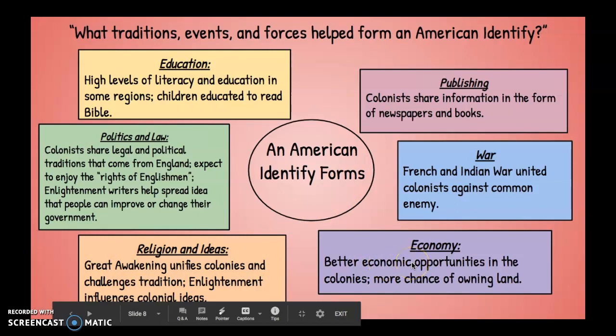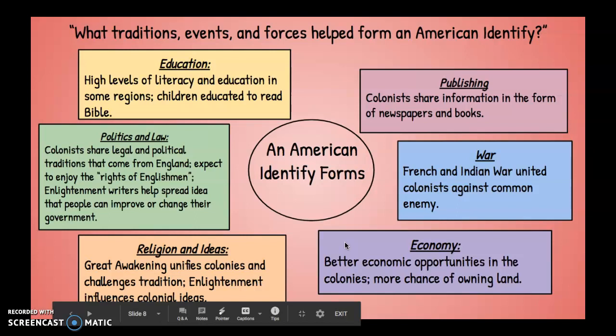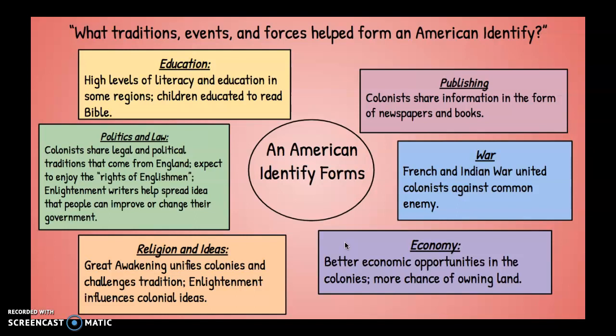Next, when we move to economy, it's kind of the purplish color. It says better economic opportunities in the colonies, more chance of owning land. We wanted to be independent. We wanted to have our own land. We wanted to have our own family. We wanted to establish ourselves. That was a part of our American identity forming. Next, in the blue, it says war. French and Indian War united colonists against a common enemy. You typed that from the previous slide.